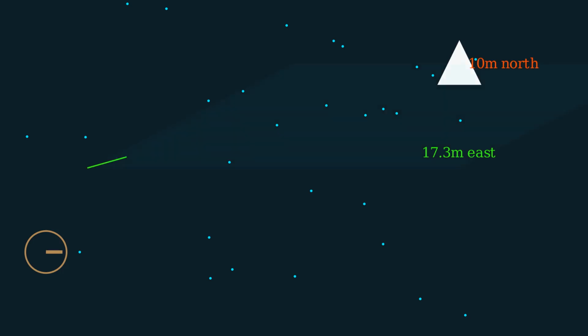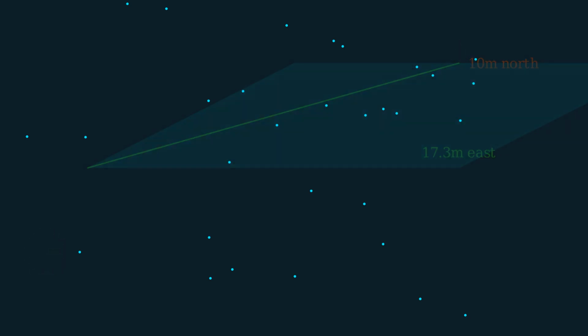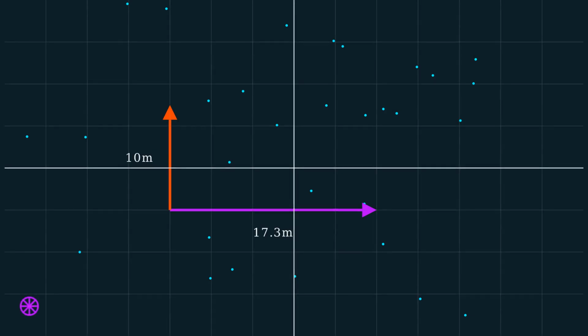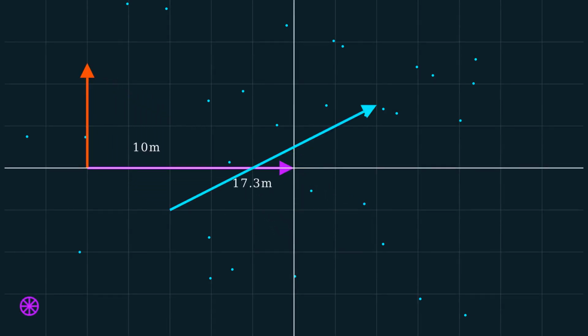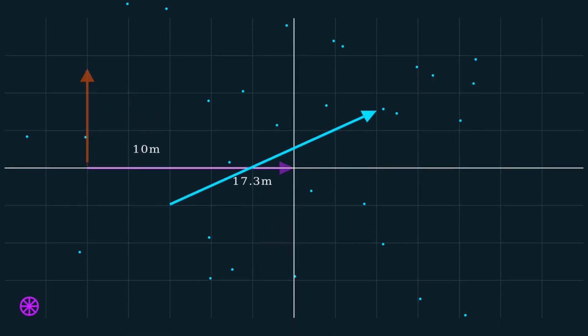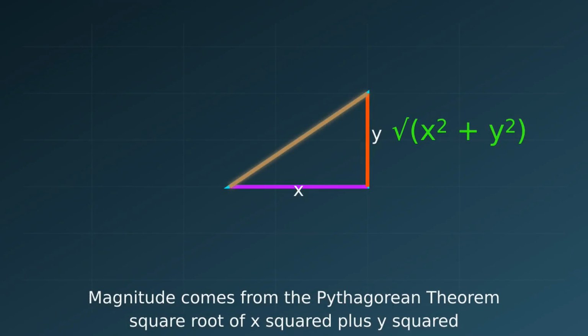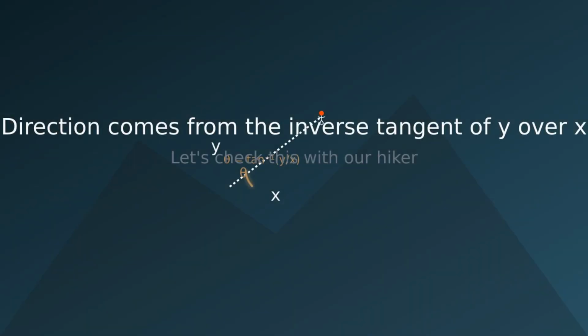Now let's work backwards. Sometimes we start with the components and want the original vector. How do we reconstruct it? Magnitude comes from the Pythagorean theorem: square root of x squared plus y squared. Direction comes from the inverse tangent of y over x.